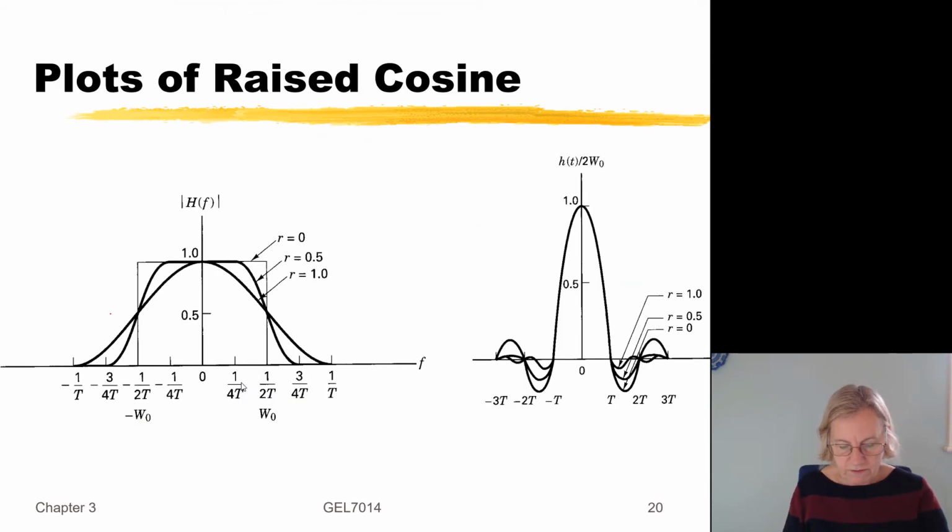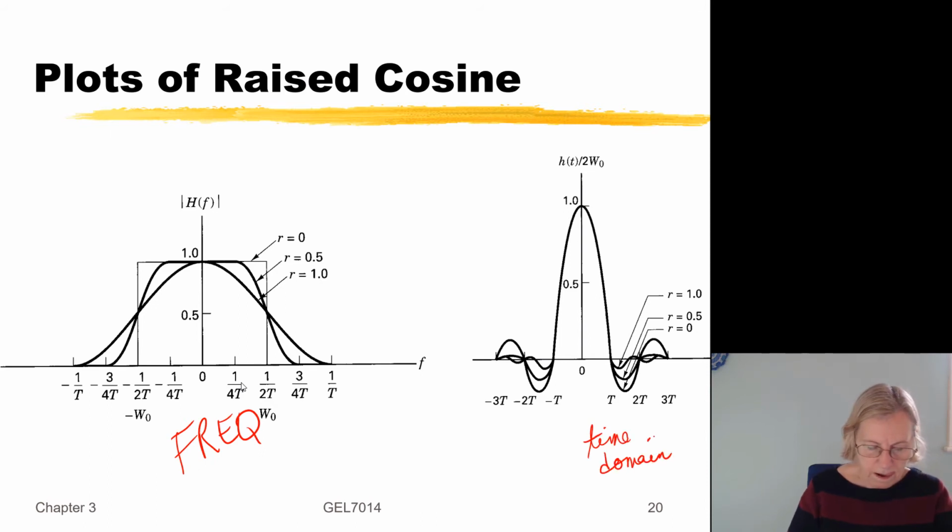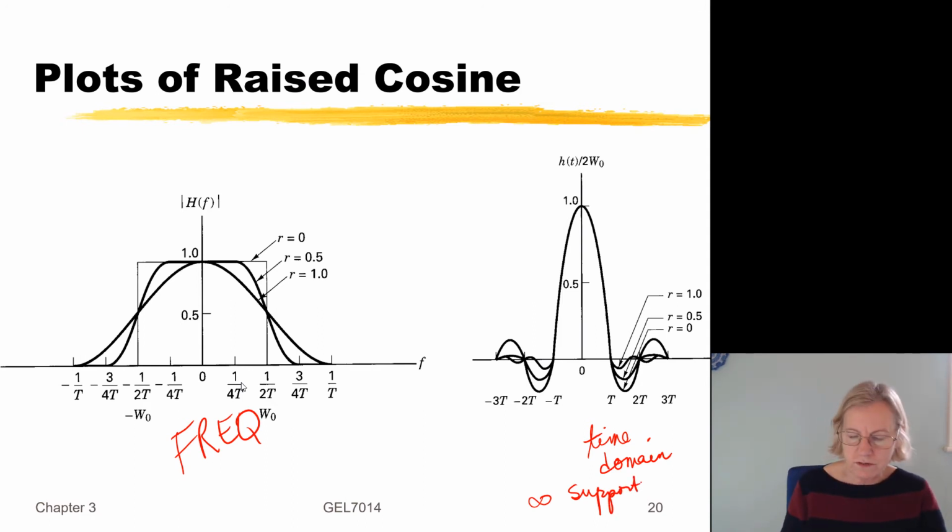So here are some plots of raised cosine. So this is the frequency domain, and this is the time domain. So in this family, you can see that the time domain signals, of course, they actually are infinite support. They go from minus infinity to infinity, so they're not causal signals, they're not practical, but of course, we can always truncate them and approximate them.